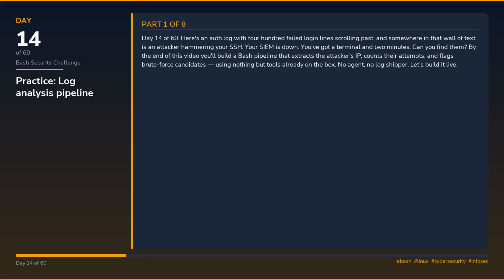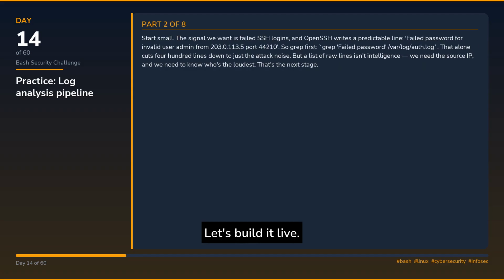Can you find them? By the end of this video you'll build a bash pipeline that extracts the attacker's IP, counts their attempts, and flags brute force candidates, using nothing but tools already on the box. No agent, no log shipper. Let's build it live. Start small.